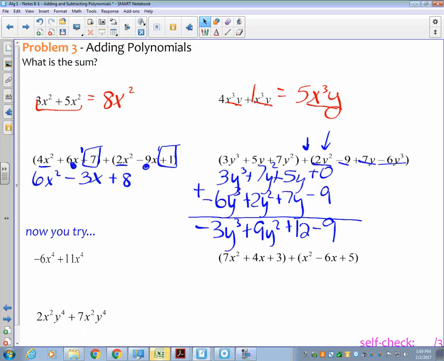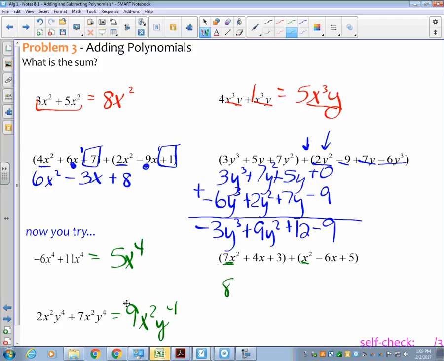All right, so these guys, the answers are: negative 6 plus x to the 4th plus 11 x to the 4th gives us 5x to the 4th. 2x squared y to the 4th plus 7x squared y to the 4th gives us 9x squared y to the 4th. And then this one we have 7x squared plus 1x squared gives us 8x squared. We have 4x's minus 6x's gives us minus 2x's. And 3 plus 5 gives us 8.